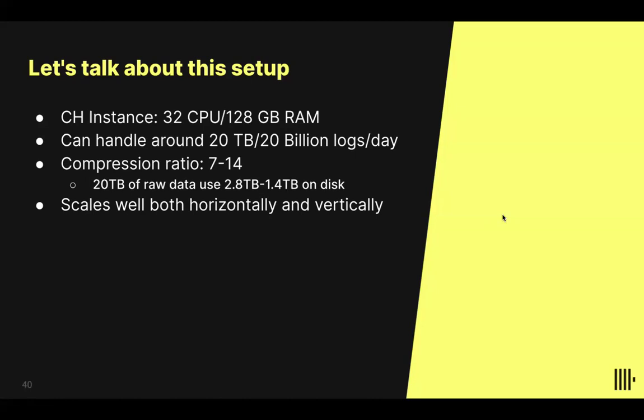And the compression ratios that we've seen, it really depends on your data. But we've seen 7x to 14x compression rates. That means that 20 terabytes of raw logs ingested are going to use 1.4 to 2.8 terabytes on disk. The setup scales well, both horizontally and vertically. Let's talk about it.